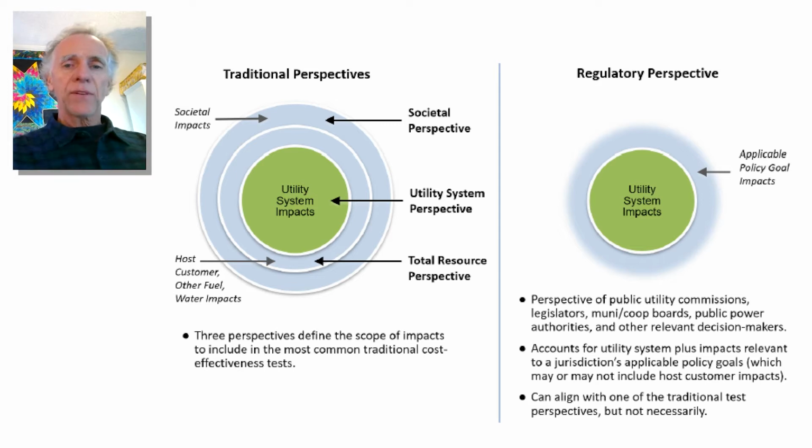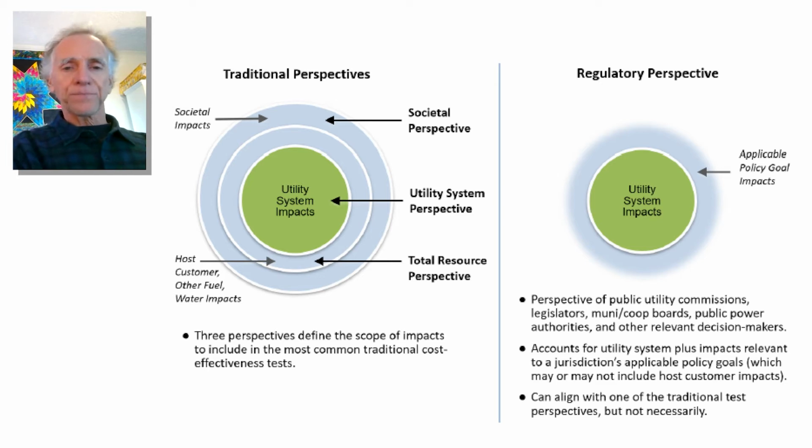On the left of this slide, you can see the traditional perspectives that have been used as a part of the California Manual. And it includes basically three perspectives. The first one is the one in the center with the green circle, and that's the utility system perspective. And we argue in both manuals that the utility system impacts, those are your basic generation, transmission, distribution impacts. Those should be a core part of any cost effectiveness test.